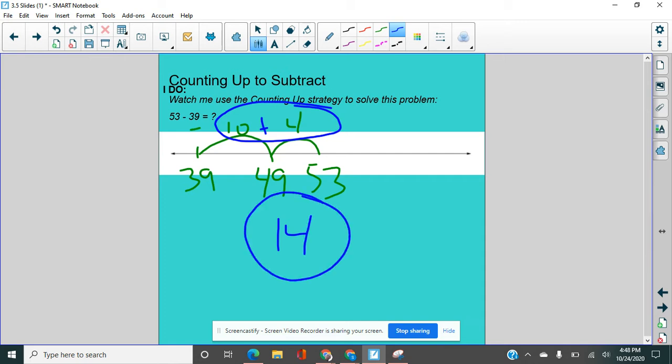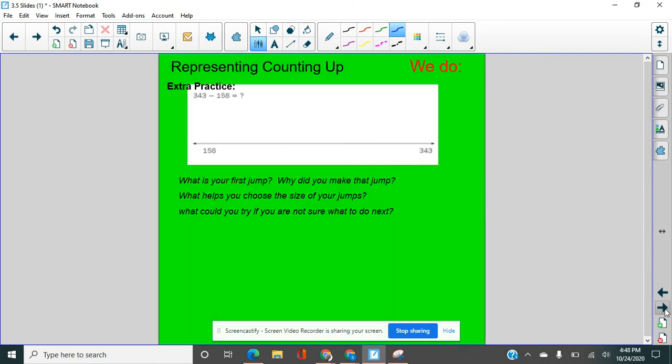All right. What is something important that you saw me do as I was doing this problem today? Okay, there were lots of things to think about. And let's go through some of these with this problem together. All right. Look at this, right? Now we have 343 minus 158. So we need to find the difference.